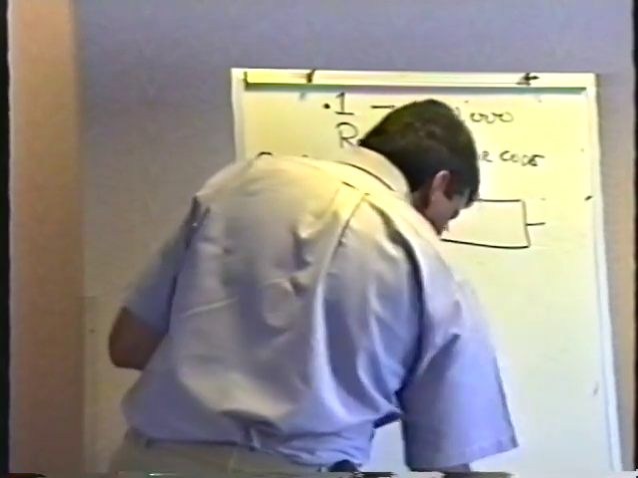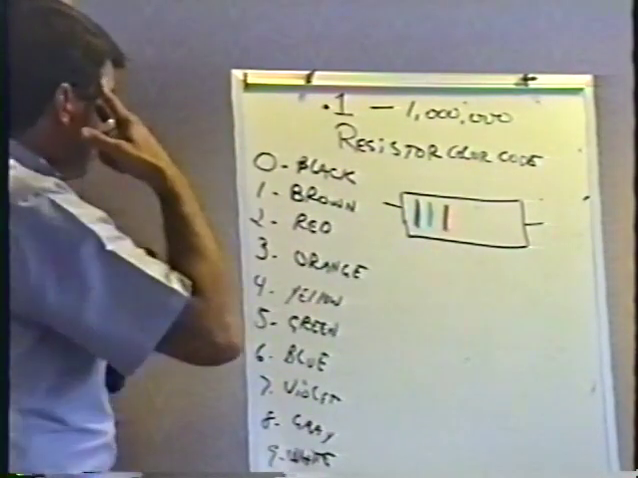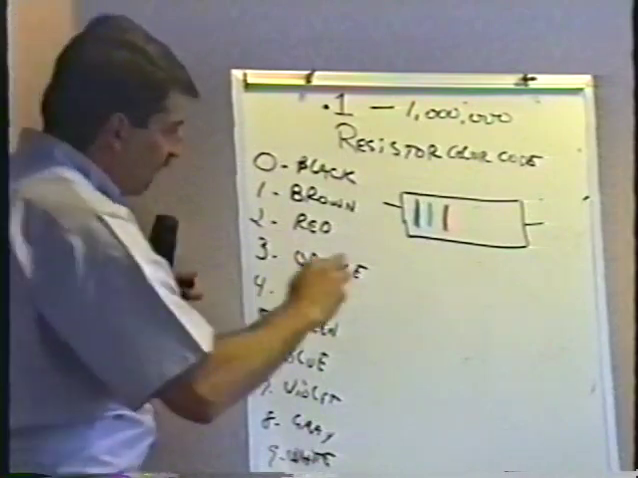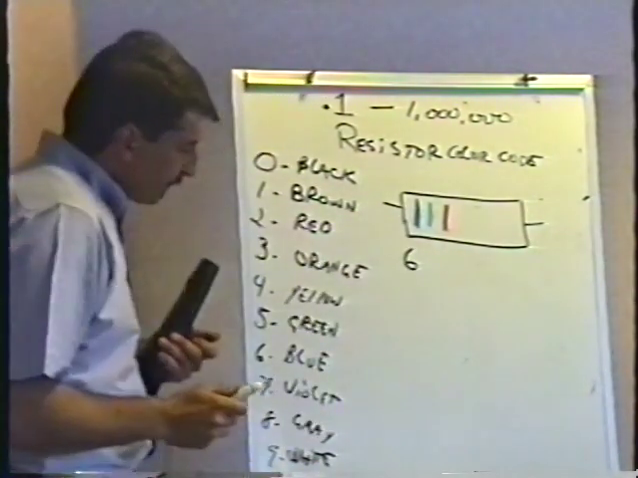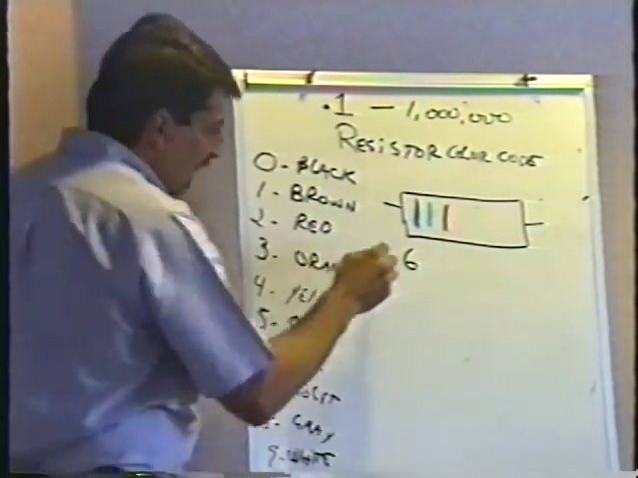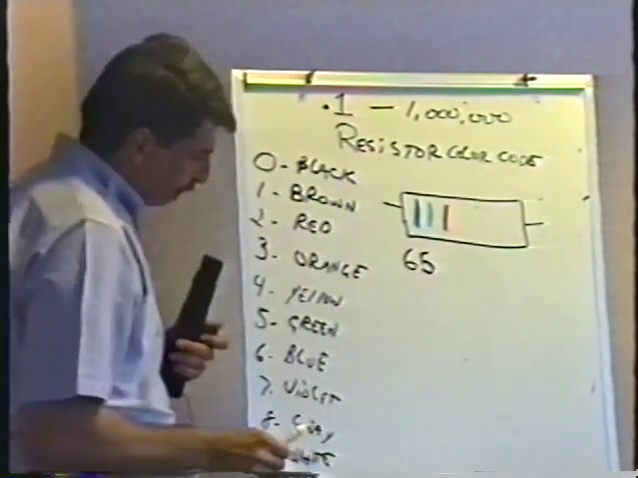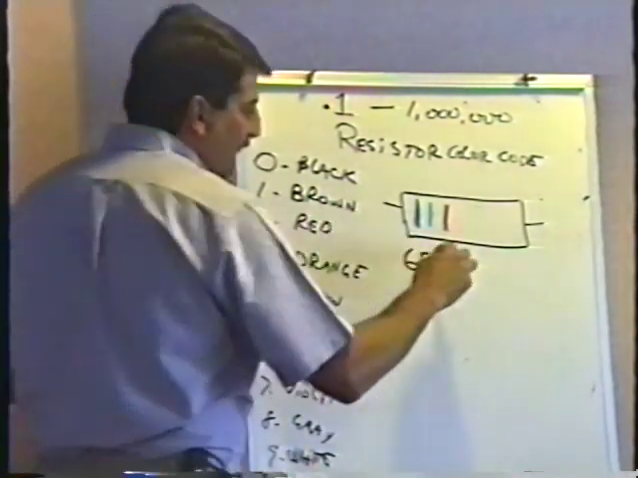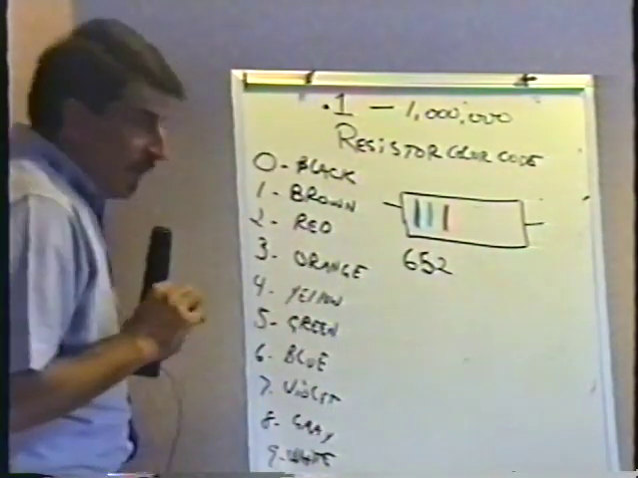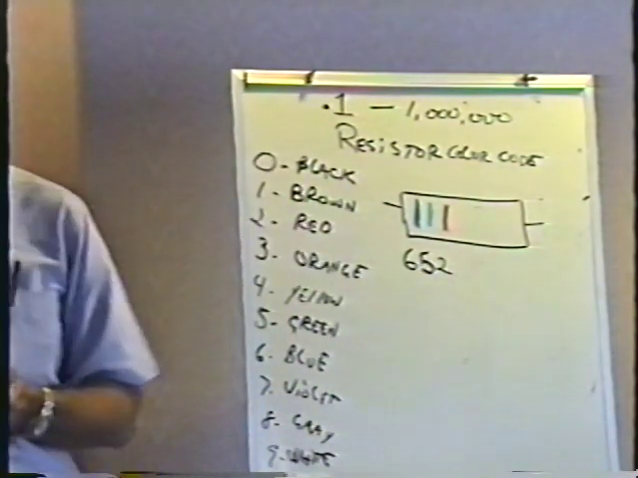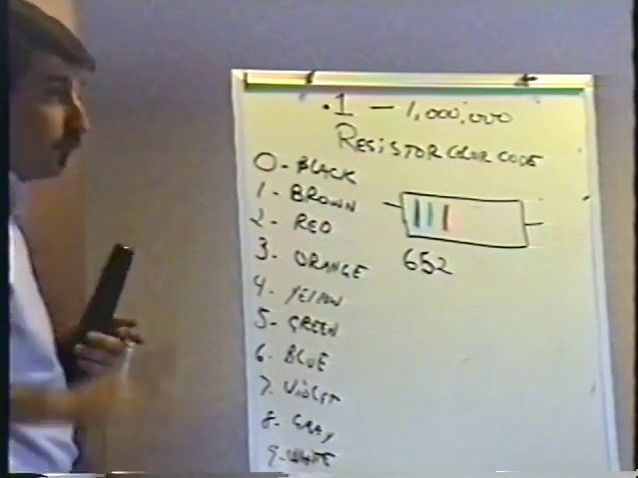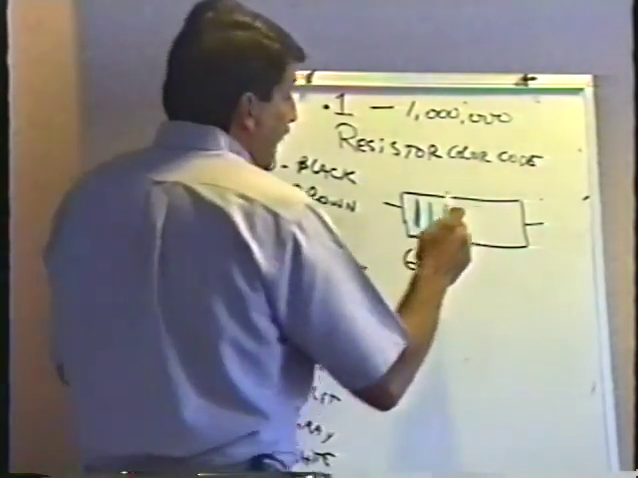Well, how many ohms is this? Let's see. The first band is blue, so that's 6. So we'll write down the number 6. The second one is green. Green is 5. Write down the number 5. And the third band is red. That's 2. This is not a 652 ohm resistor. Okay? This is really important.